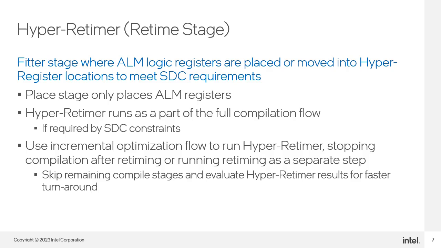Incremental optimization is a feature of the Quartus software that allows you to stop compilation at various points, review the results, and make decisions or changes. Depending on what you changed, you can continue on in the flow or you can start over. The advantage is that no longer do you have to wait until the compilation is done each time before you can initiate a new change. So the Hyper-Retimer is one of those stages. Thus you can stop the compile after the retimer is done, skipping the rest of the stages, evaluate the results, and start another compile for faster turnaround times.